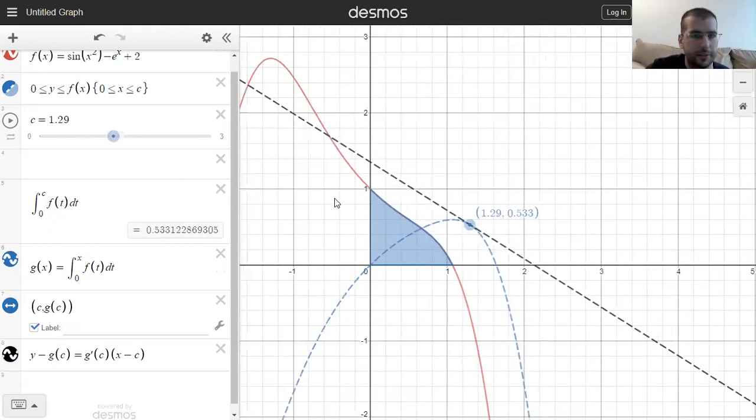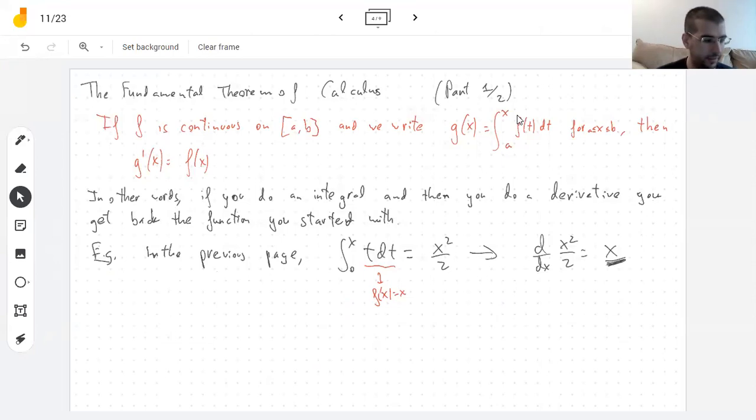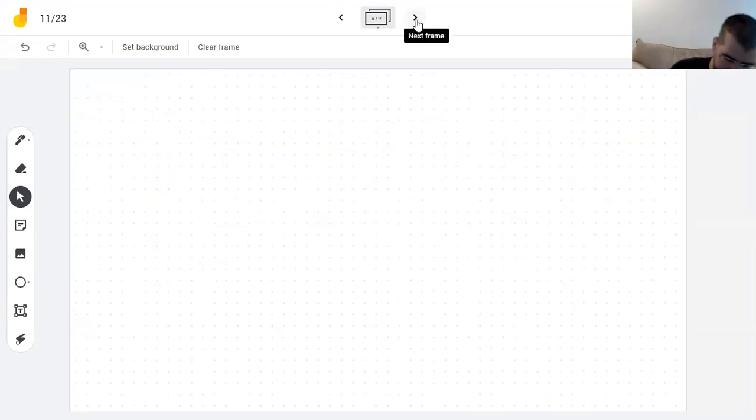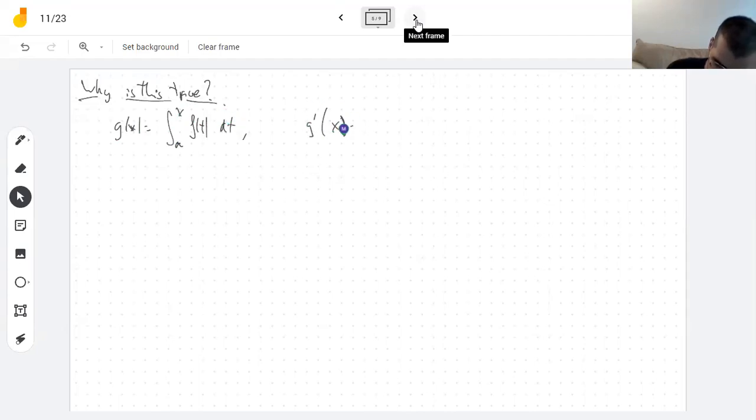So this is a bit hard to visualize, but really, the only thing to keep in mind is that if you do an integral and then a derivative, you get the original function. So let me sketch why this is true, because I think it's worth it. I'm saying if you have the function given by an integral like this, g prime of x is f of x.